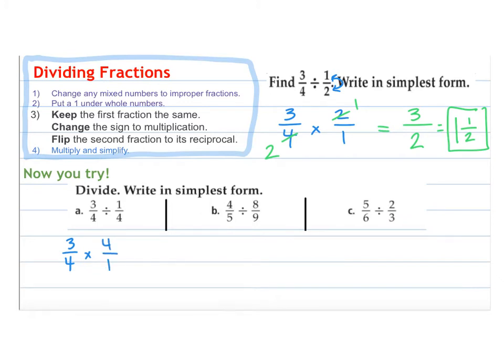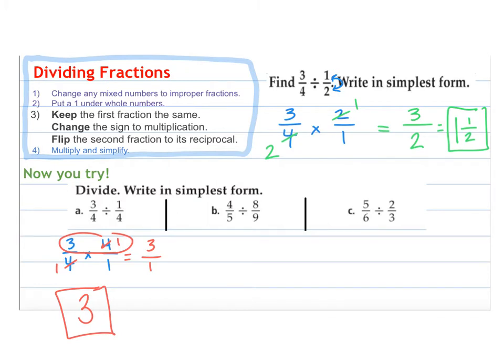Look for my shortcuts on here. I see that these diagonals both share a factor of 4. They can be divided by 4. 4 divided by 4 is 1. Now I can multiply numerators. 3 times 1 is 3, and 1 times 1 is 1. I have an improper fraction, so I need to turn it into a mixed number. 1 goes into 3 three times with nothing left over, so my answer is 3.